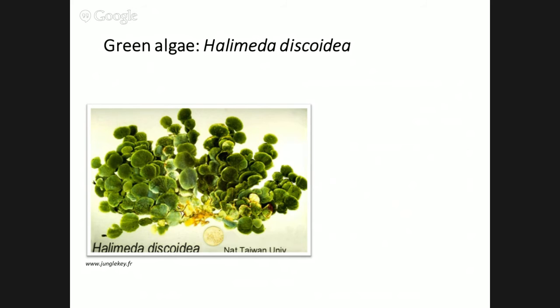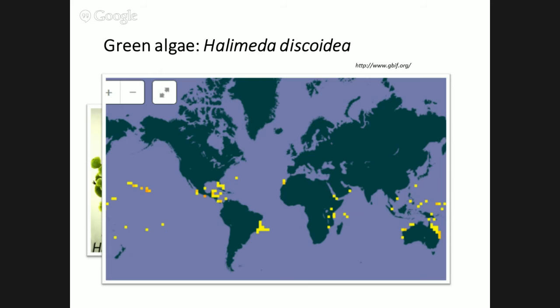Okay, so moving on from the red algae, I'll present a single example of the green algae and then talk briefly about the browns before wrapping up. So the green algal example is Halimeda discoidea, a very common green alga. And you can see its distribution here. So again, essentially pan-tropical, many regions around the world.